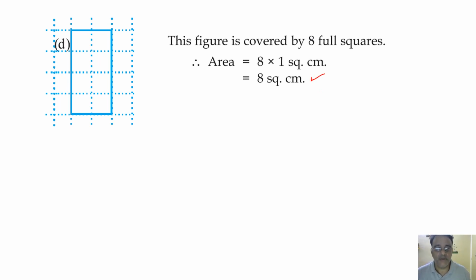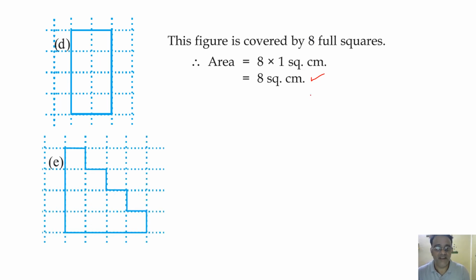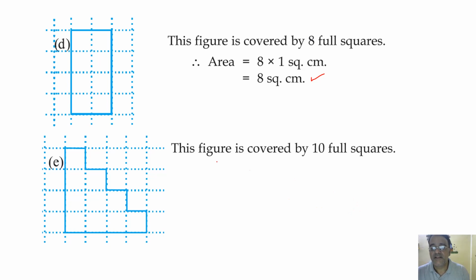Right. Now we are moving toward the next figure. Here also all are fully filled. Count the number of fully filled squares. 10 fully filled squares. Yes, 10 into 1. Area will be 10 into 1 square centimeter, that is 10 square centimeter.